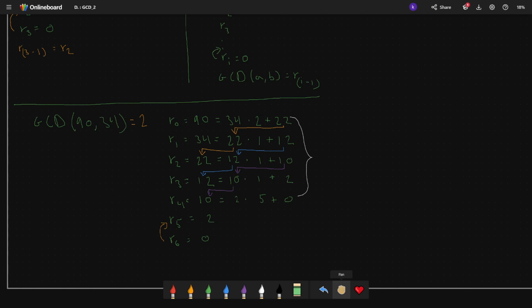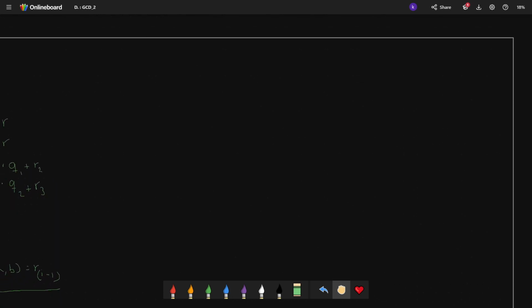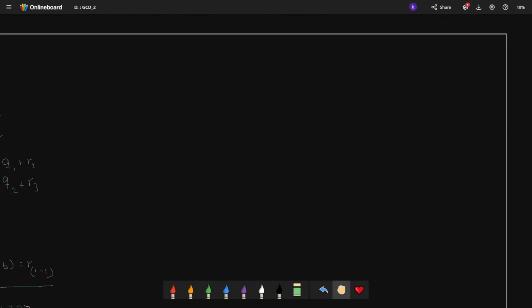I'm going to go through one more example, but I'm going to write it up slightly differently. And the reason for that is I want you to be familiar with the way of writing it up, because in a future video I'm going to go over Euclid's extended algorithm for the greatest common divisor and for finding the multiplicative inverse of a modulo b and b modulo a. So let me go to the side here. Don't worry if you don't know what the multiplicative inverse is. I'm going to explain that in the next video.